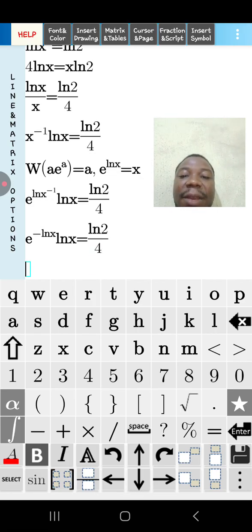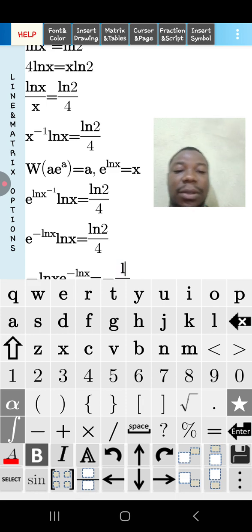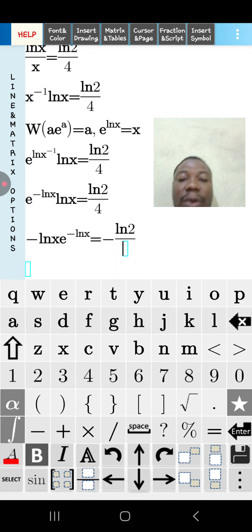Since we already have negative on the ln x on top of e, we also need to make that other ln x negative. So we multiply through by minus. That gives us minus ln x, e raised to the power of minus ln x, equals minus ln 2 all over 4. From here you can see that minus ln x exponential minus ln x is now more like a exponential a, where your a is equal to minus ln x in this case.